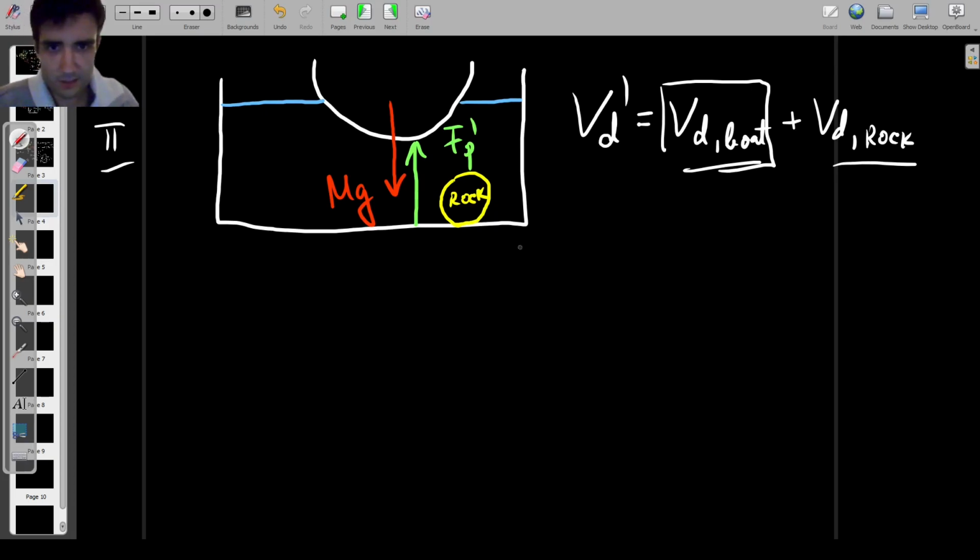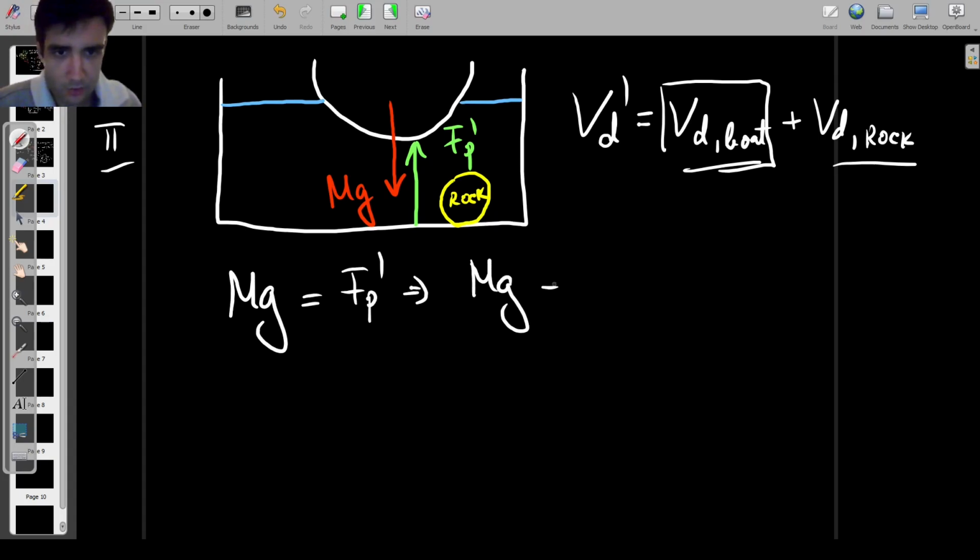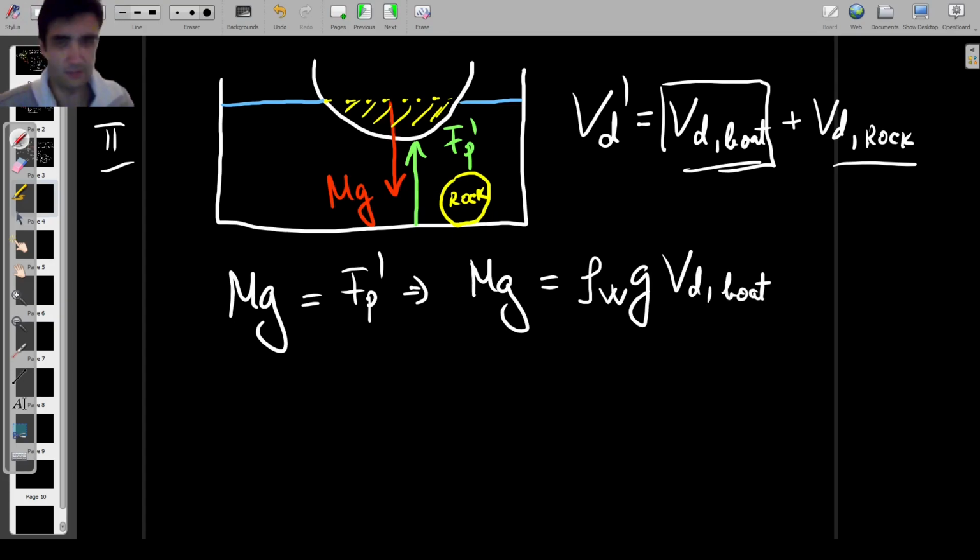So then the equation of equilibrium is simply Mg equals Fp prime. So Mg equals, and once again, this is the weight of the displaced water, which is based on how much boat is beneath the surface of the water. So that's rho water times g times Vd boat. That's what we called it. Okay, right. So the g's cancel out.